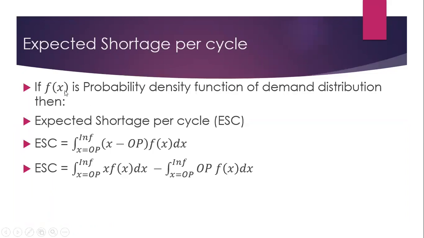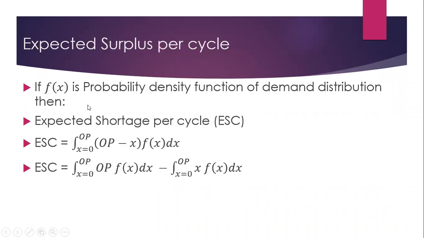If this function f(x) is the probability density function, or PDF, of the demand distribution, then the expected shortage per cycle will be the integration of the actual demand from the order point to infinity, because in case of shortage, the demand is more than the order point. This integration comes out to be the difference between these two terms.